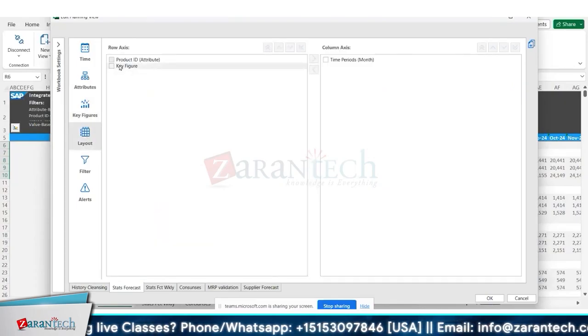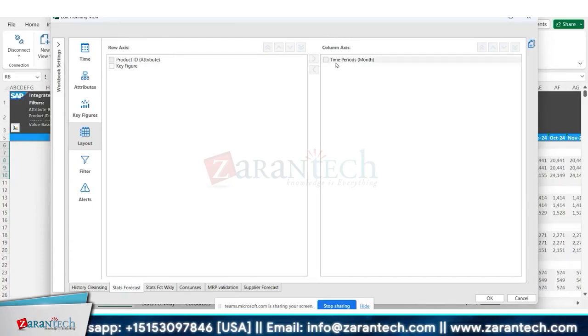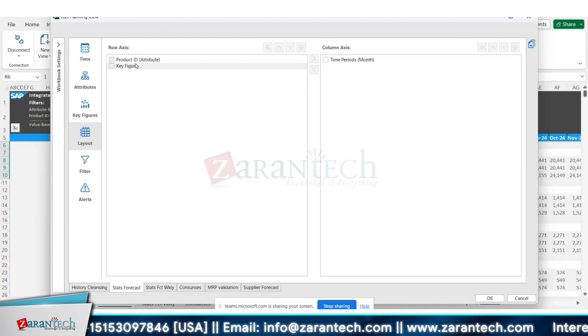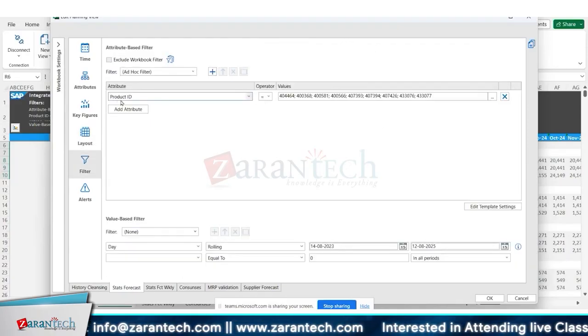In the layout, you can put product ID and key figure in the row and time period in the column axis. On the filter, you can either have one of these products or you can have all of them.